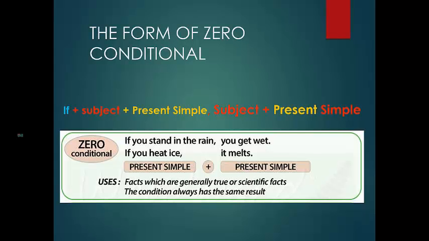The form we use in the zero conditional is: if plus subject, present simple. If you stand in the rain, subject you, present simple, get wet.